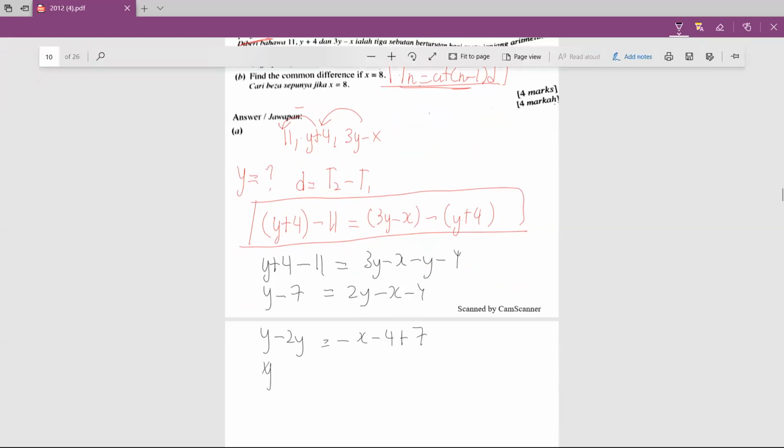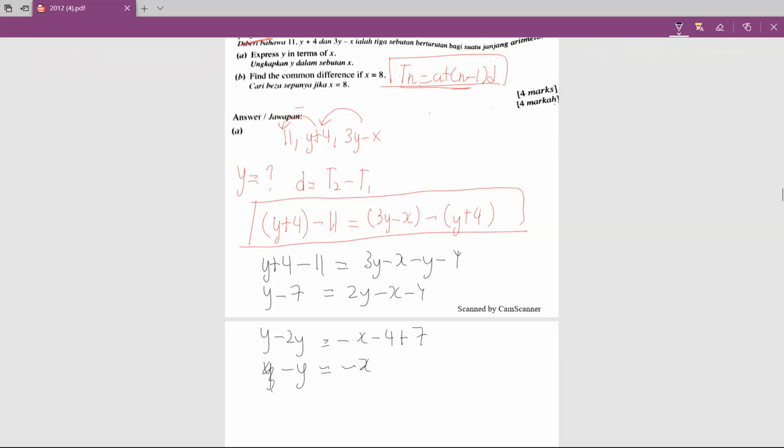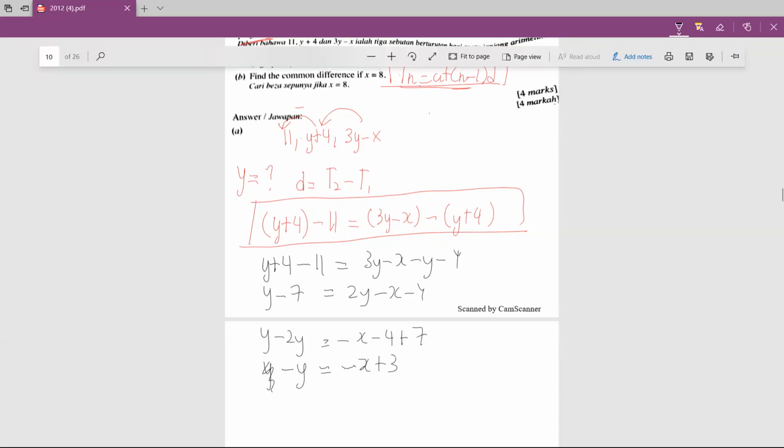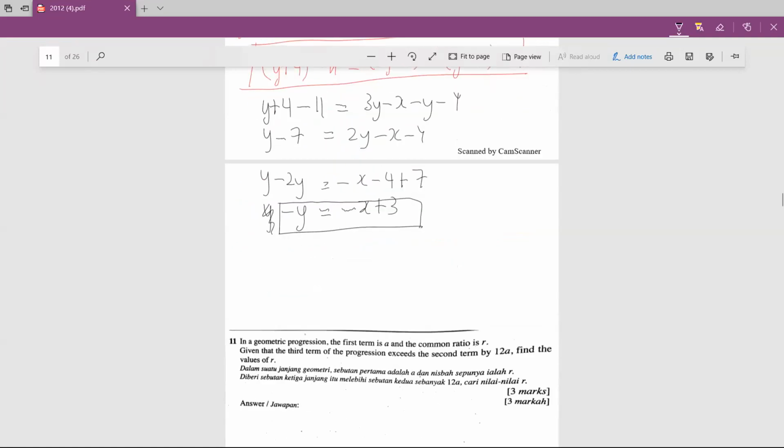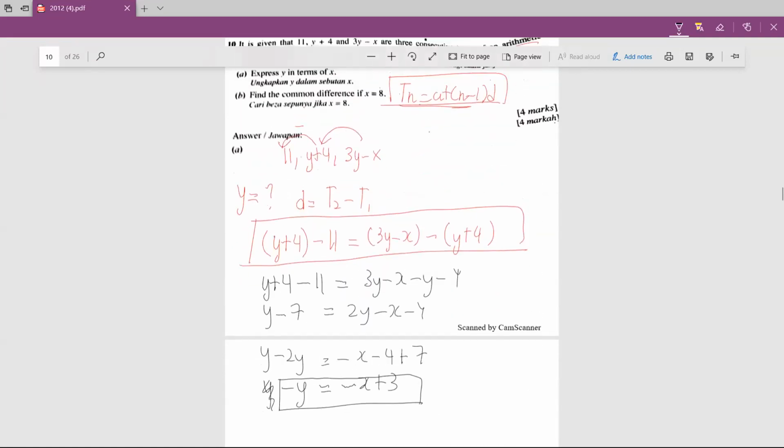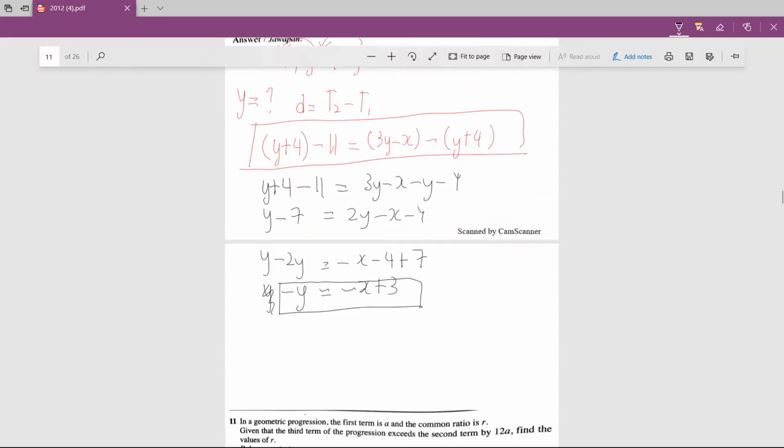So kita dapat y minus 2y akan jadi berapa? y minus 2y is negative y equals to minus x plus 3. Okay. So sekarang dia dapat dah minus y equals minus x plus 3. But of course, we want it positive. Dia kata y in terms of x, not negative y in terms of x. So tukar je, y equals x minus 3. Okay, just flip lah. Bila kita tengok kita nak positive y, kita just flip je. Negatif akan jadi positif, positif akan jadi negatif. So answer is y equals to x minus 3.